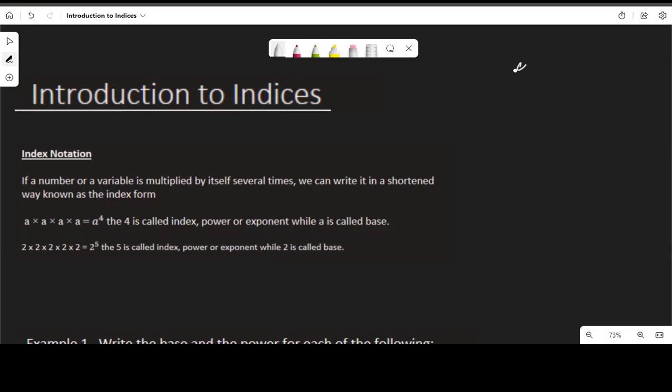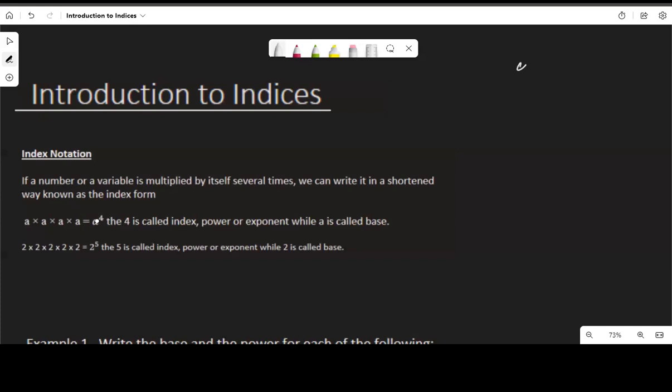In this lesson, we're going to have an introduction to indices. Indices is the plural of index. And what is index? If a number or a variable is multiplied by itself several times, we can write it in a shortened way known as the index form. For example, a times a times a times a, in 4 places, you can write that as a raised to the power of 4.